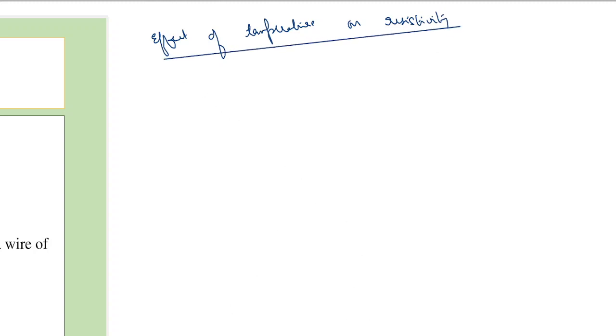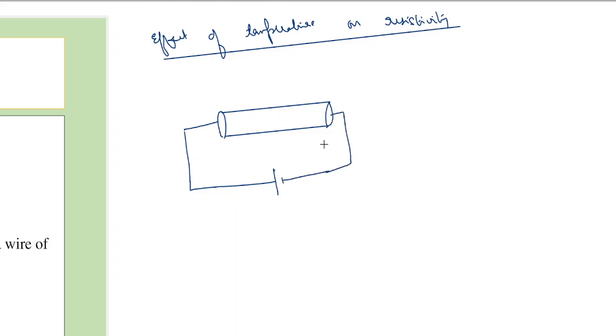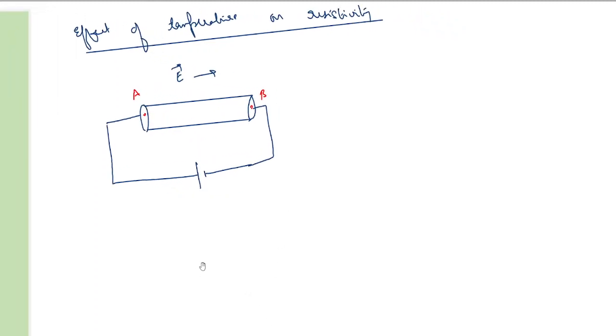To understand this, let us consider a conductor which contains a lot of free electrons. Let us apply a potential difference across this conductor with the help of a battery, because of which an electric field is set up in this direction. Let us call this end A and this end B, and we know that electrons will move from lower to higher potential.